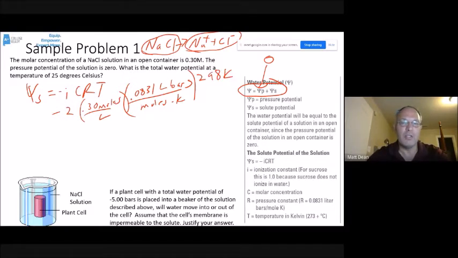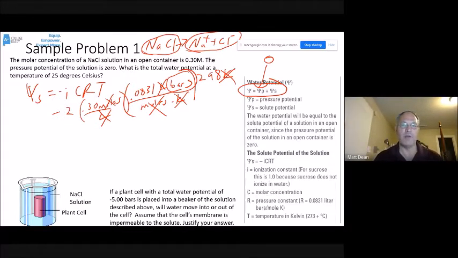Now notice what happens to the units. Kelvin here cancels with Kelvin here. Moles here cancel with moles here. Liters here cancel with liters here. That leaves us with a unit of bars. That's what we're going to typically measure both solute potential and water potential in.